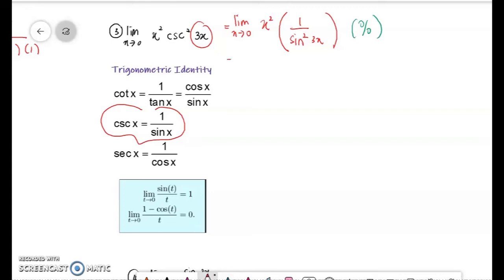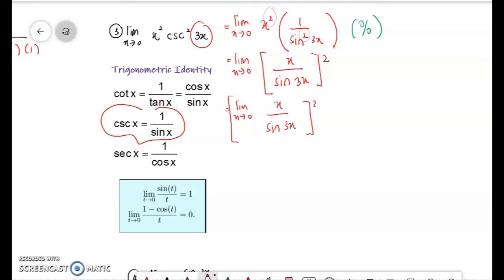Same as the previous example, what you can do is simplify it first. This one has a square, and this one also has a square, so you can simplify like this. As x approaches 0, you have x over sine 3x, squared. Now the limit can go inside the square, so the limit as x approaches 0 of x over sine 3x, all squared.